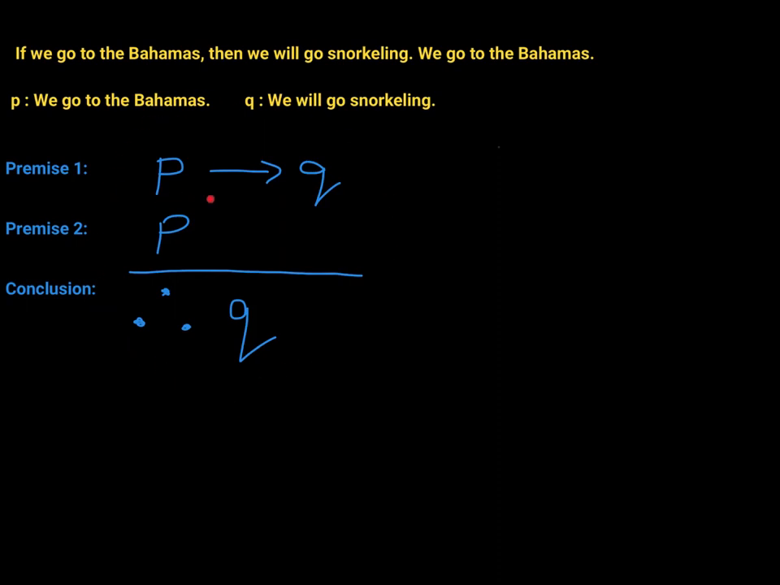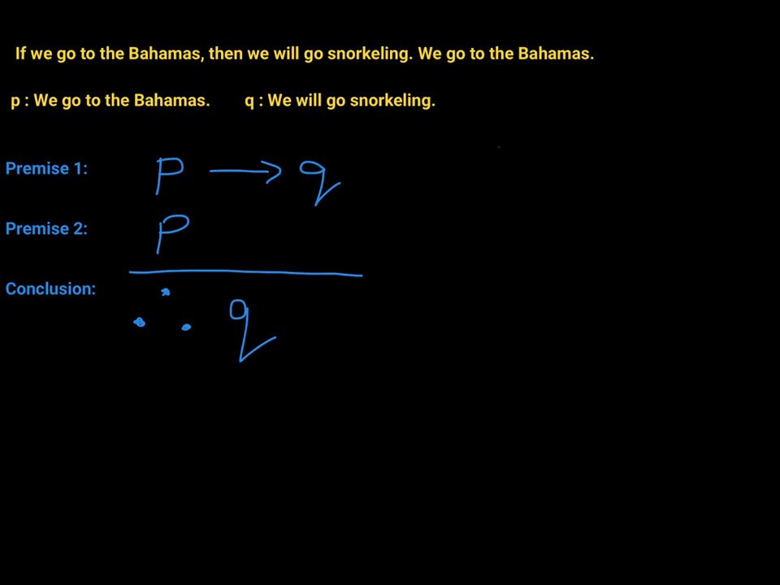We started with a premise: if we go to the Bahamas, then we will go snorkeling. The next thing that happens is we go to the Bahamas. So our conclusion, therefore, is we will go snorkeling. So this is how our arguments will look symbolically.